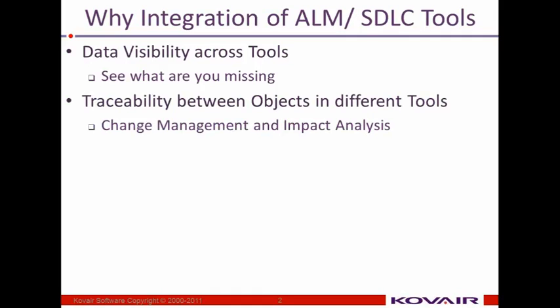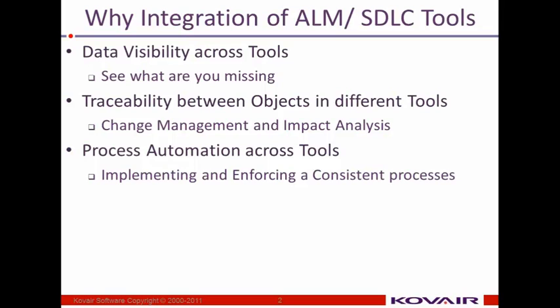For example, you should be able to create traceability relations between the objects in a number of different tools so that you can do actual change management, cross-tool change management. So that if the object in one tool is changed, you should be able to do impact analysis and find out what other objects in the other tools are impacted by that.